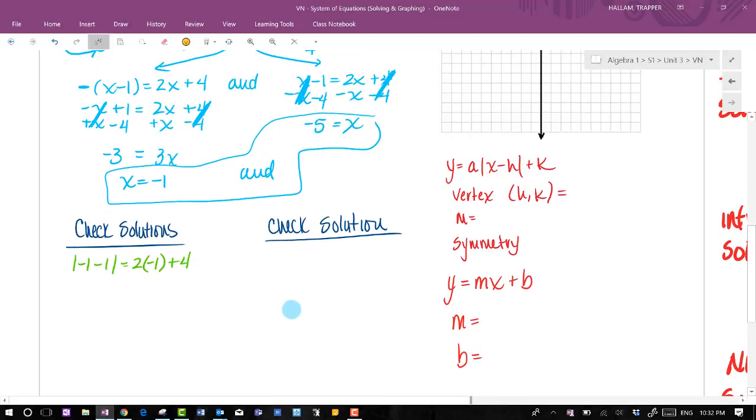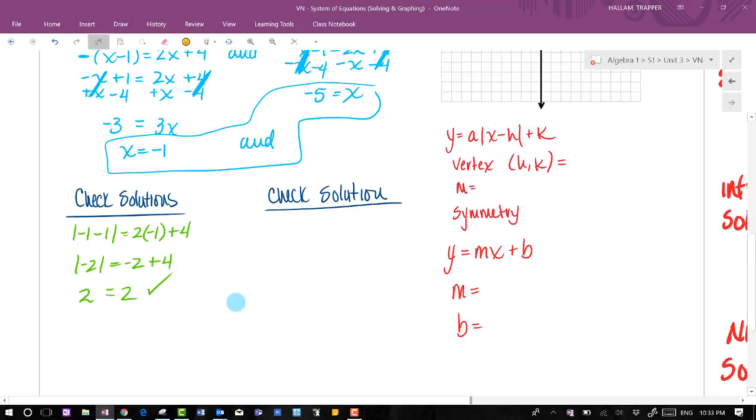Now I'm going to follow this out and see if it makes a true statement. The absolute value of negative 1 and negative 1 is going to be the absolute value of negative 2 equals 2 times negative 1, which is negative 2, plus 4. The negative 2 in the absolute value becomes positive, so I have a positive 2, and a positive 4 and a negative 2 make positive 2. So that does make a true statement, so this is a solution.